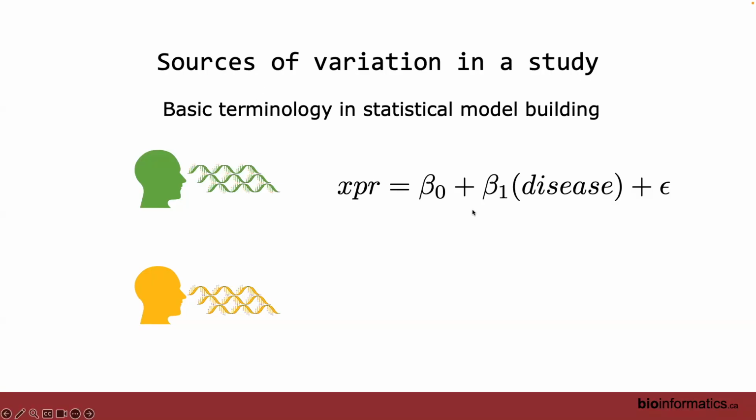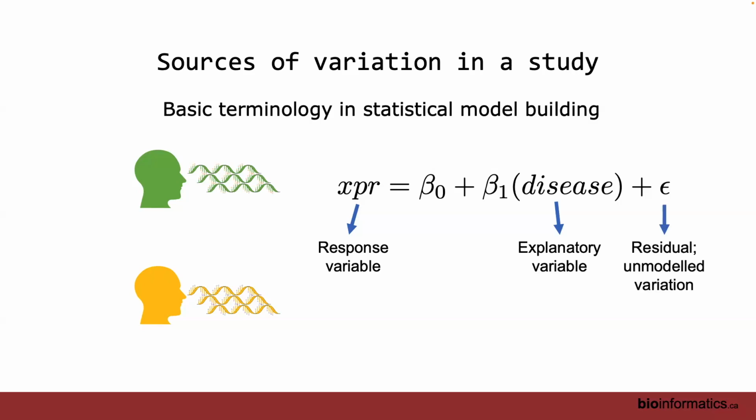If a gene has nothing to do with disease, this would be 0, and the gene's expression would be the same throughout all your patients, right? And then you have this unmodeled variation. So in statistical terminology, this is called your response variable. This is your explanatory variable. An explanatory variable is something that explains the value of the measurement, right? And this is called your residual, your unmodeled variation, right?